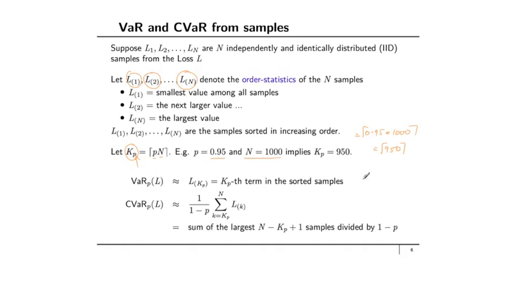What about the conditional value at risk? You take the sum of all the samples starting from Kp all the way through N, divided by N times 1 minus P, and that is what is going to give you the answer for the conditional value at risk. So there's another term, N, that is going to show up here. So it's the sum of the N minus Kp plus 1 samples divided by (1 minus P) times N.